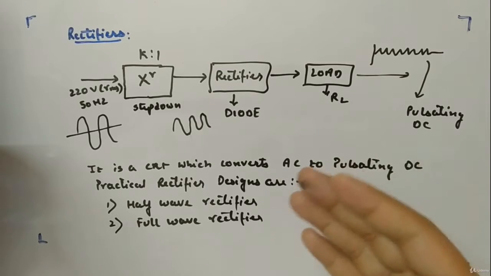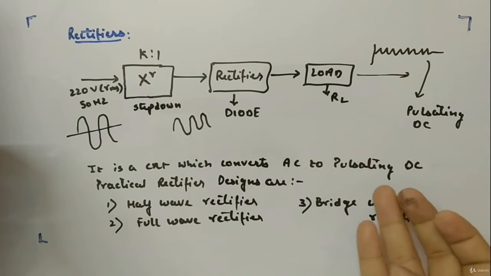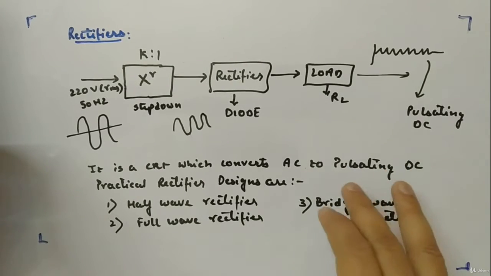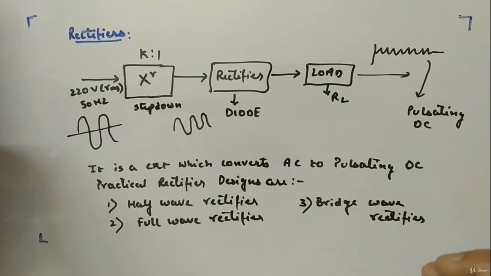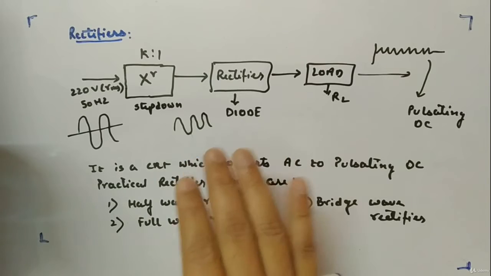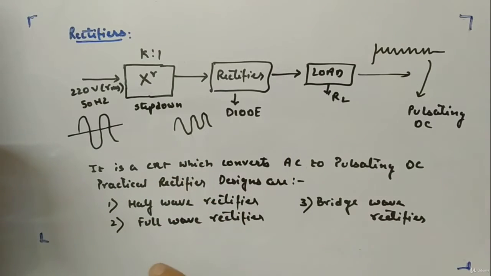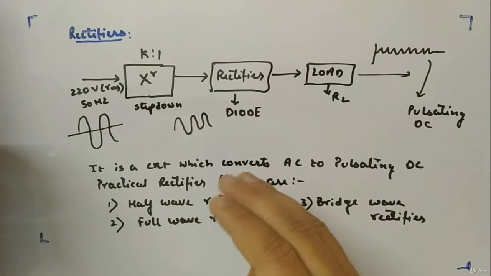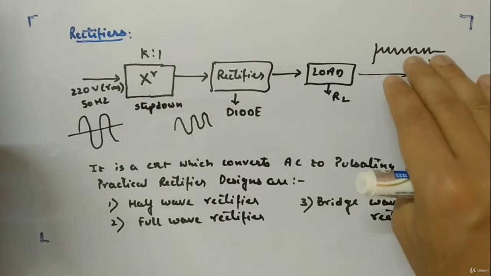You will require some sort of filtering to make a pure DC from pulsating DC, that we will see later. But rectifier's job is to convert AC into pulsating DC. Okay, it will be DC but it will be pulsating like this.